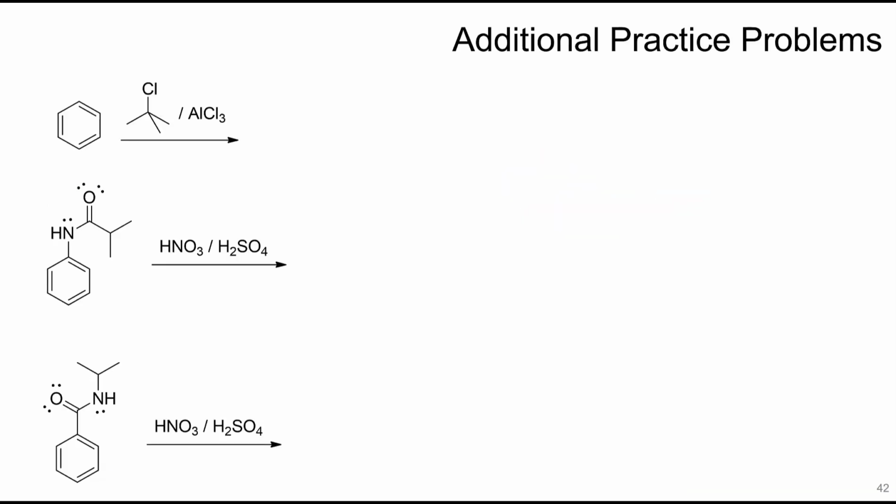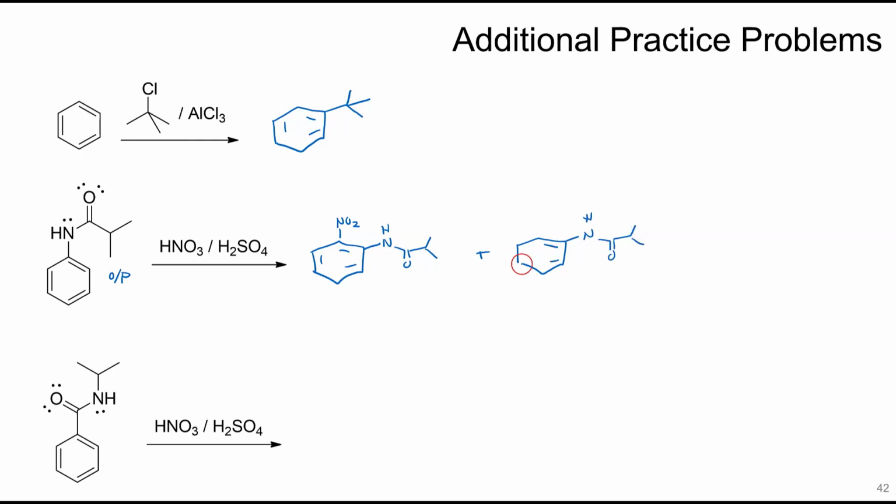So here are a couple of practice problems. Reacting benzene with tert-butyl chloride will give us the tert-butylbenzene. This is the Friedel-Crafts alkylation. If we have nitric acid to here, we're going to get a nitration. This is an electron donating group, so this is an ortho-para director. So we're going to get ortho plus para. And if we have the carbonyl coming off of the ring, this is a meta director because it's now electron withdrawing.